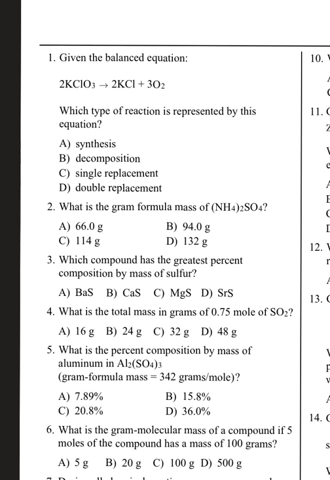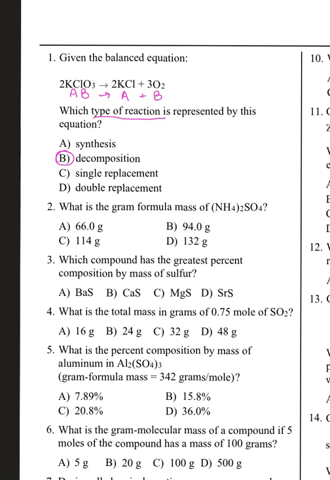It says, given the balanced equation, which type of reaction is represented by this equation? So this is types of reaction. If you remember your types of reactions, we start with a compound. We have a reactant that's similar to AB, and it gets broken down into A plus B. So this is a decomposition reaction.